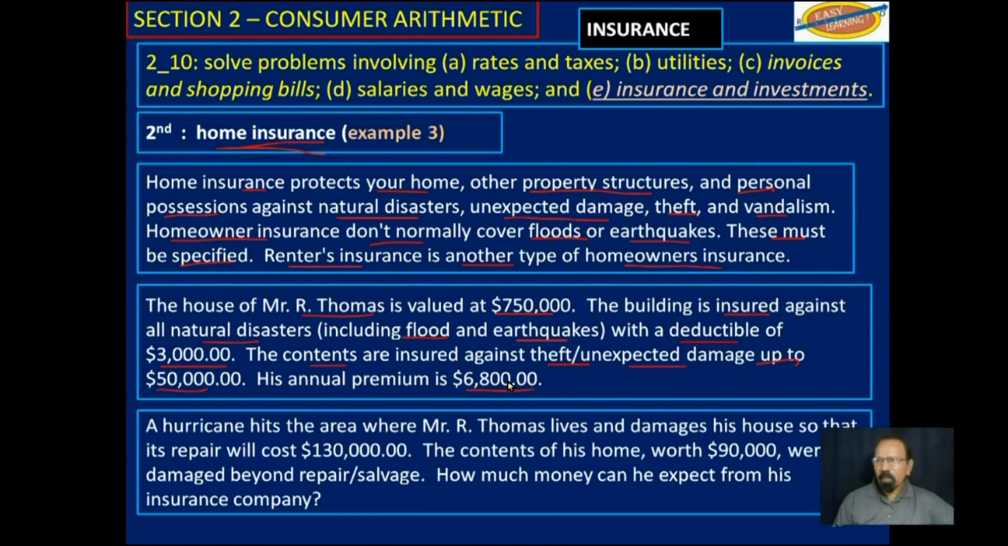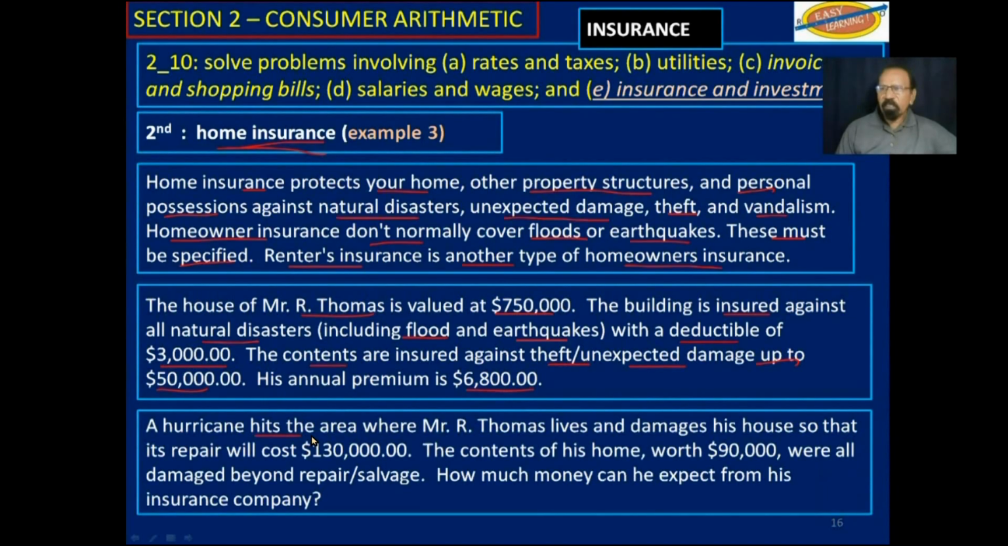So a hurricane hits the area where Mr. Thomas lives and damages his house so that the repairs will cost $130,000. The contents of his home, worth $90,000, were all damaged beyond repair or salvage. How much money can he expect from his insurance company?